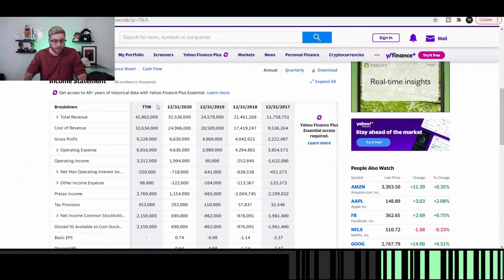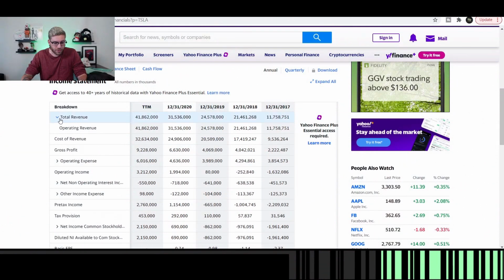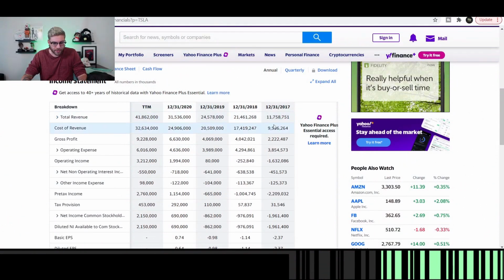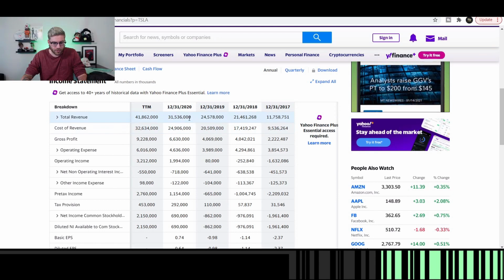The second is the income statement. This is very similar to the balance sheet, but it's a little bit more in depth. Let's check out Tesla together really quick. Again, total revenue is really important. That's how much money they're going to bring in. Again, 11, 21, 24, 31. They're making some good moves.